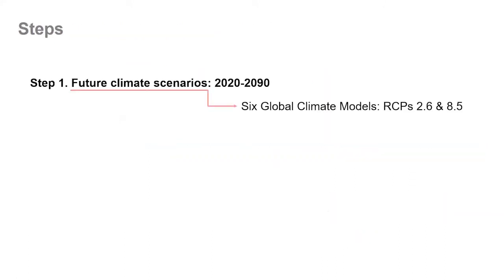Specifically, the steps that we took here were, first, we simulate future climate scenarios for 2020 to 2090, and the scenarios are based on 6 global climate models, and these models consider two types of climate change scenarios called RCPs, okay? And here I'm gonna show you the results for RCP 2.6 and 8.5, and basically what we have here is that with RCP 2.6, we have a slightly warmer planet, with RCP 8.5, we have a much warmer planet.